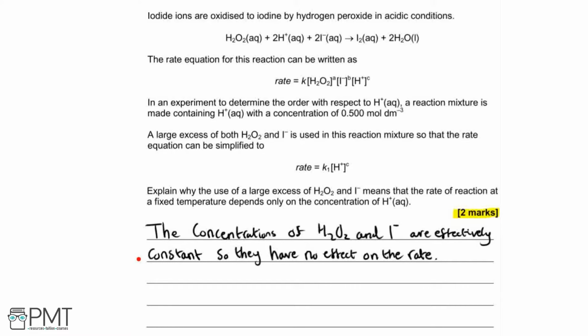So the 2 points that we really need to get in order to secure those marks: the first is saying that the concentrations are effectively constant, and then the second mark comes from saying that means they will have no effect on the rate of reaction. And those are the 2 marks for this question.